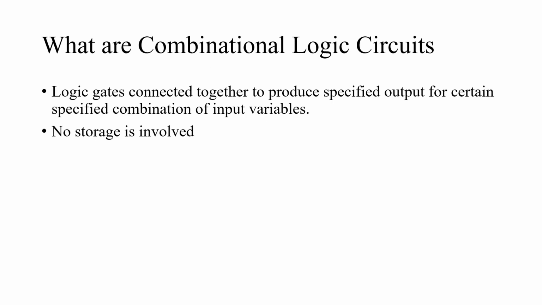So let's start. What are actually combinational logic circuits? Combinational logic circuits are basically a connection of different logic gates which are used to produce a specific output for certain specified combinations of input variables. Over here, whatever the output is, it is only dependent on the present input and there is no storage involved or feedback requirement in this combinational logic circuit.